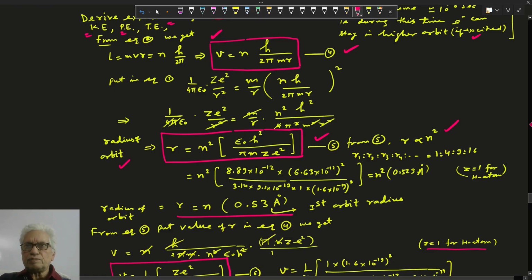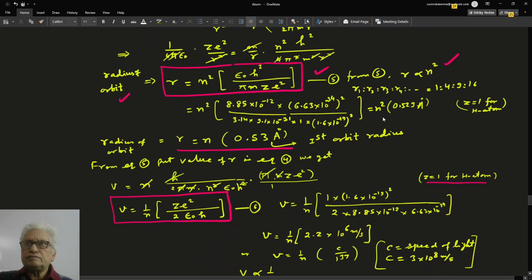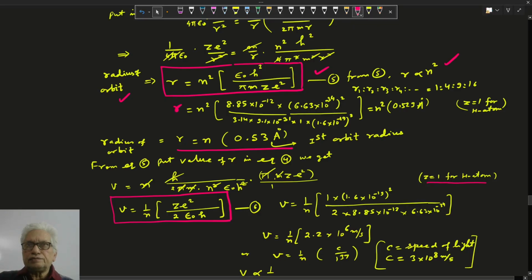Putting all the values inside the bracket in equation 5: r equals n square, 8.85 into 10 power minus 12, h is 6.63 into 10 power minus 34 square, pi is 3.14, m is the mass of electron 9.1 into 10 power minus 31, e is the charge of electron 1.6 into 10 power minus 19, and Z is equal to 1 for hydrogen atom. Solving all the values, we get 0.529 angstrom, roughly 0.53 angstrom. So this is the radius of the first orbit of the hydrogen atom, 0.53 angstrom, and n is an integer.